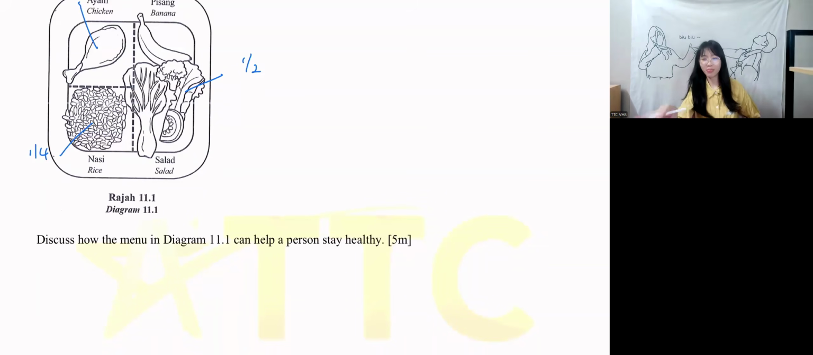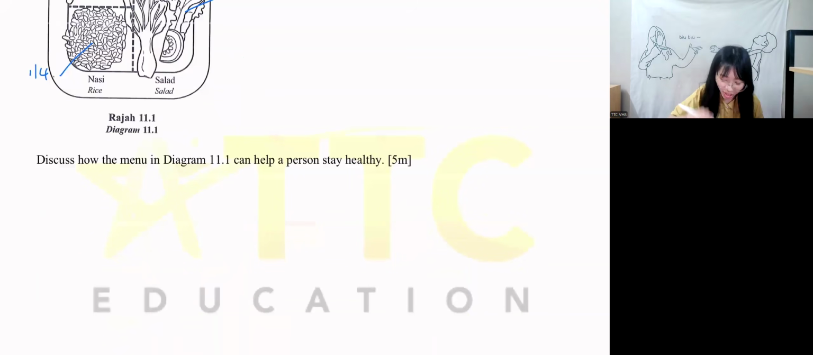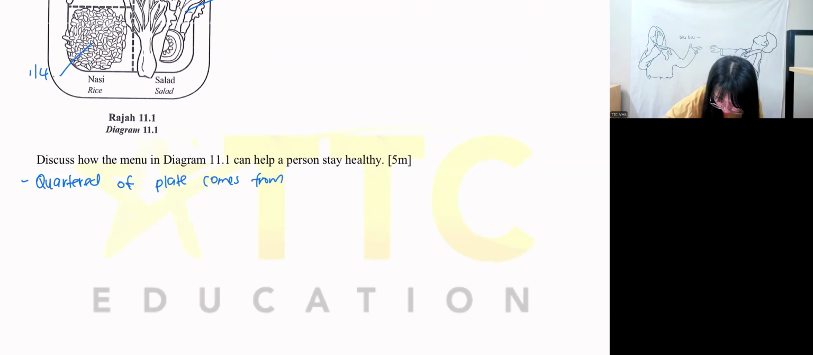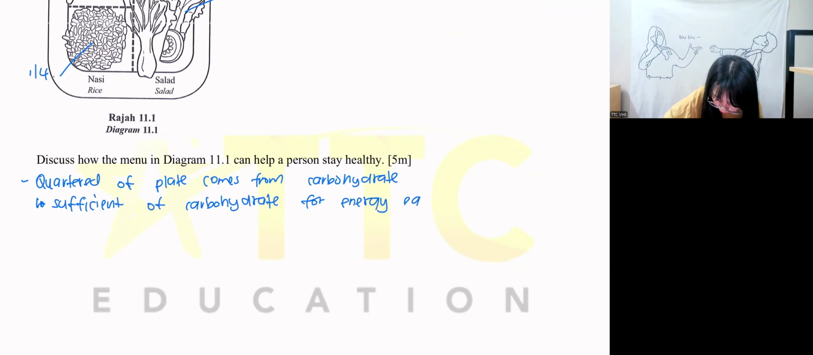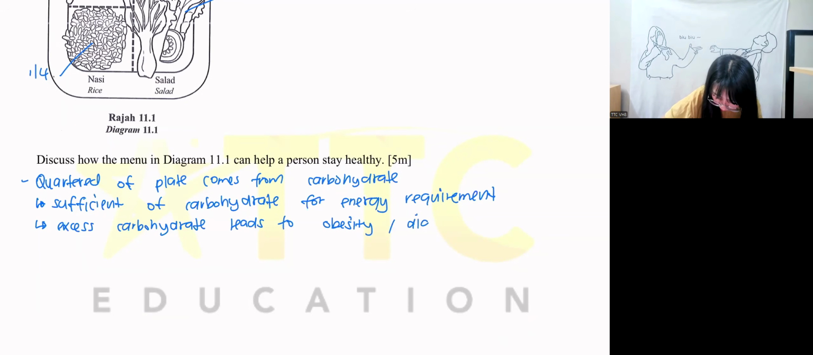Now you know that this batch of people are very unhealthy. So you're going to say a quarter of the plate comes from carbohydrate, sufficient carbohydrate for energy requirement. Then excess carbohydrate leads to obesity or diabetes mellitus.